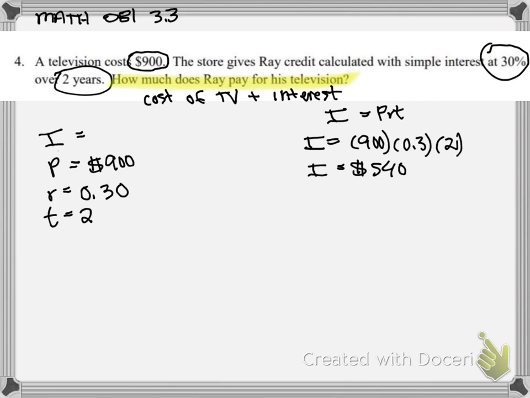Well, the cost of the TV is $900. The amount of interest is $540. So to find the final answer for this problem, we need to add those two together. And we find out that when we add $900 and the interest of $540, he ends up paying $1,440 total for the television. Let's do another problem.